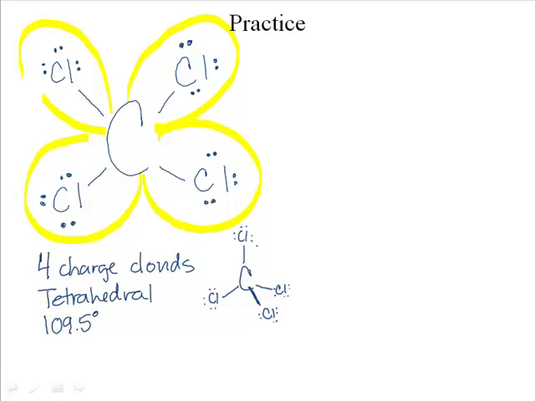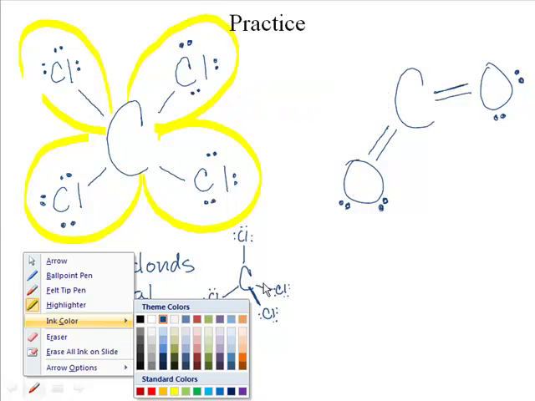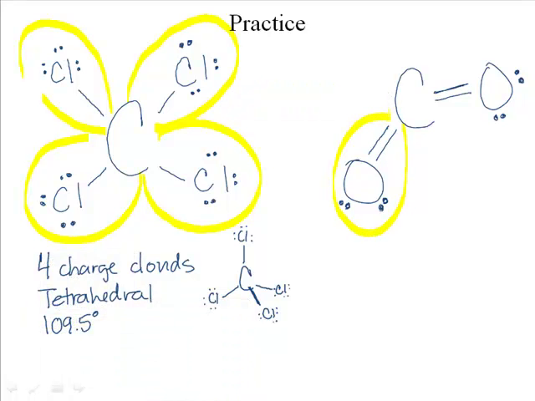It's the VSEPR theory that tells us what shape the molecule will actually have. Let's look at another example. A little while ago we did the Lewis structure for carbon dioxide. When you draw the Lewis structure for carbon dioxide and you count the charge clouds on the central atom, you'll see that our central atom is carbon, and on that central atom I have a total of 1 charge cloud here and a 2nd charge cloud here.